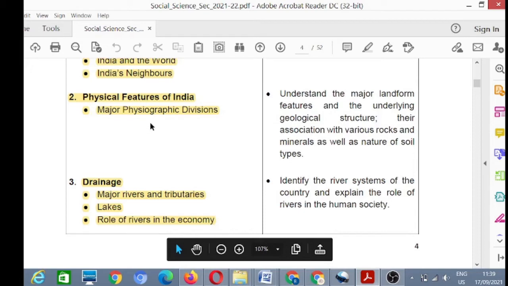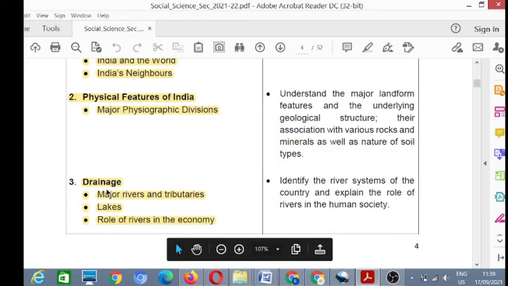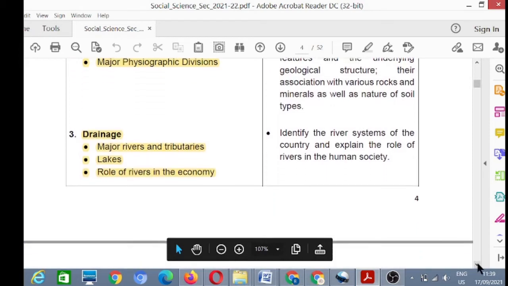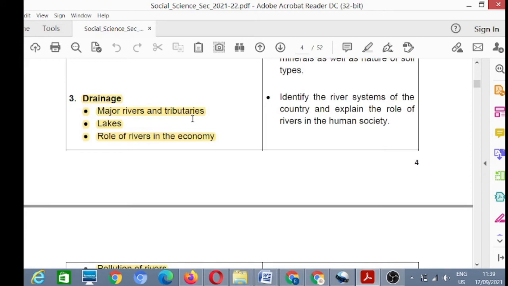Major physiographic divisions. Then the third chapter is drainage. Drainage is related to the movement of water. Here we will study different types of rivers, major rivers and tributaries. Then lakes. Then the role of rivers. What is the role of rivers in the economy?